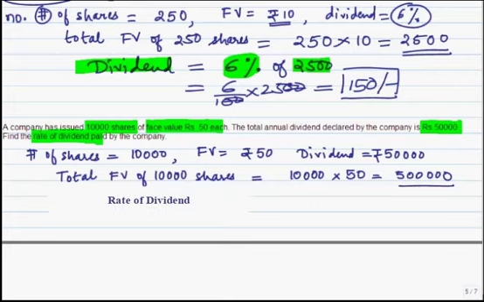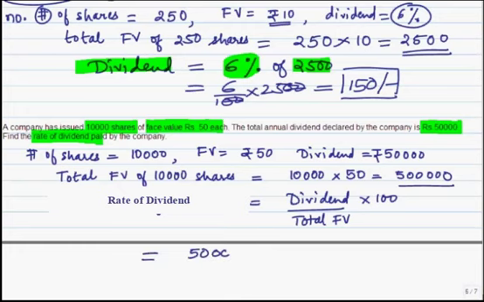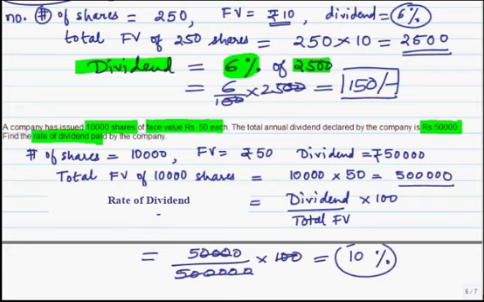What will be the rate of dividend? Rate of dividend will be whatever dividend is paid into 100 divided by whatever was the total face value. So if I do that calculation, what this becomes? So the rate of dividend will be equal to 50,000 divided by 5 lakhs into 100. So that comes out to be equal to 10%. The rate of dividend is 10%.